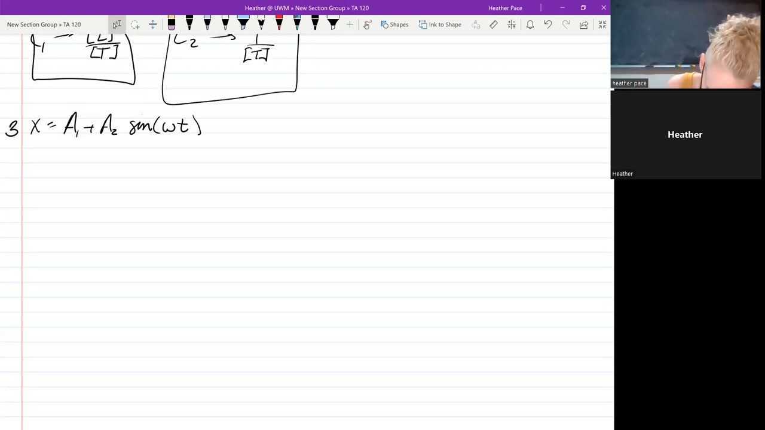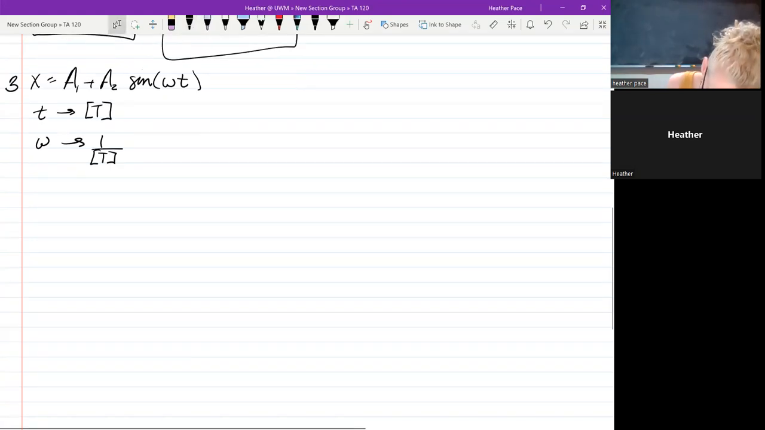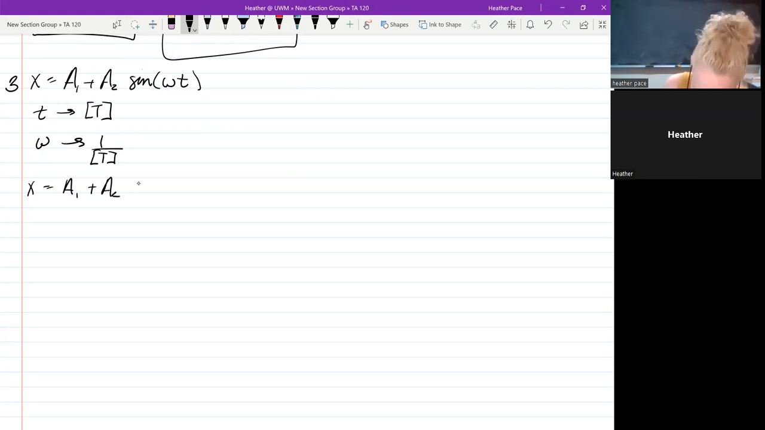So we have T goes to T. So omega, again, then, just like in the exponent, is going to have to be 1 over big T. All right, so then omega t goes away and becomes dimensionless, which is what we're looking for. So then we are left with x equals a1 plus a2 times a dimensionless constant.